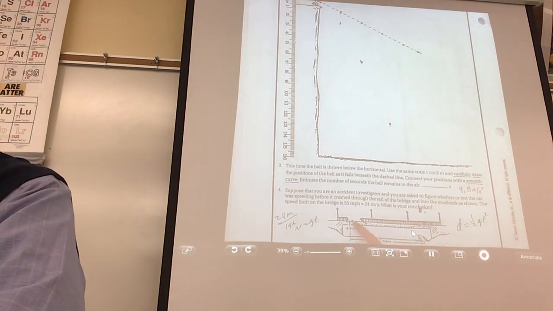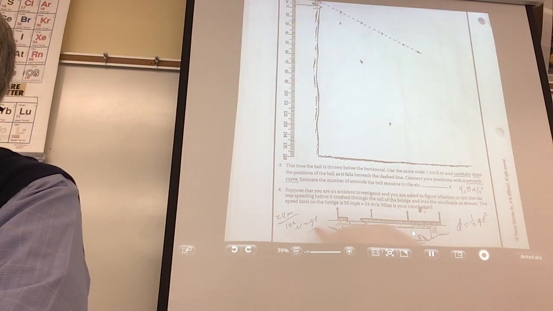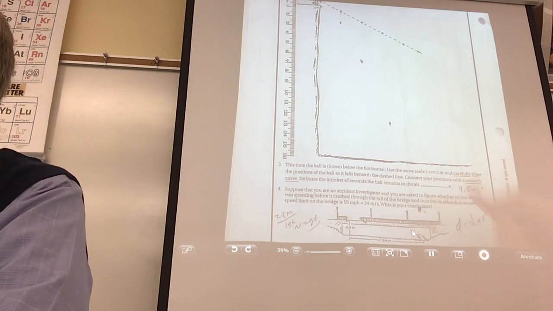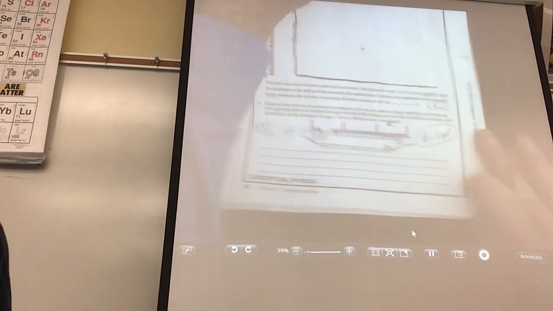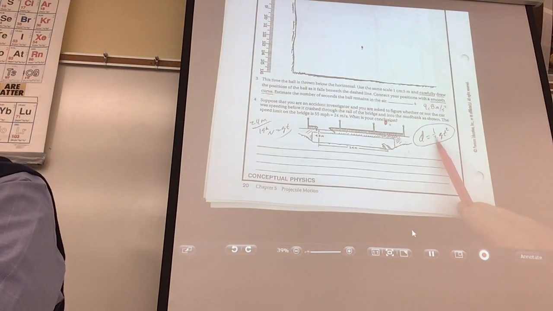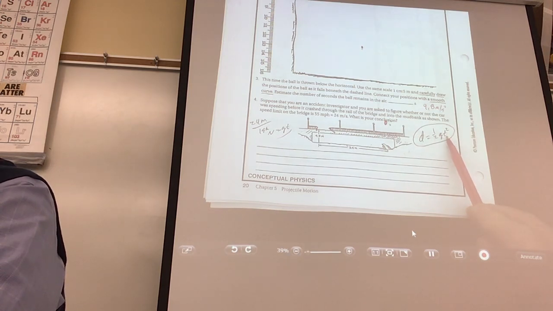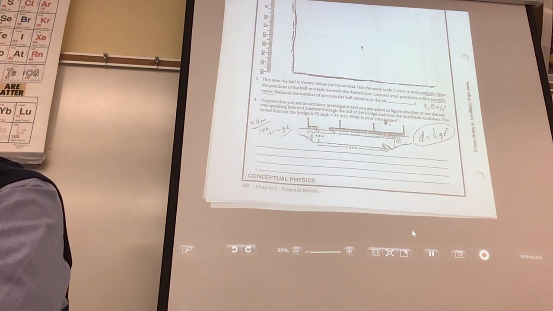Because how long does it take an object to fall 4.9 meters? How long does it take for an object to fall 4.9 meters? Well, 1/2 g is actually 4.9 meters per second squared. And if you want to solve for t here, what would that be? How long was that car in the air?